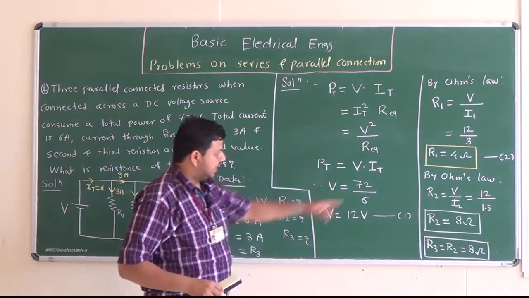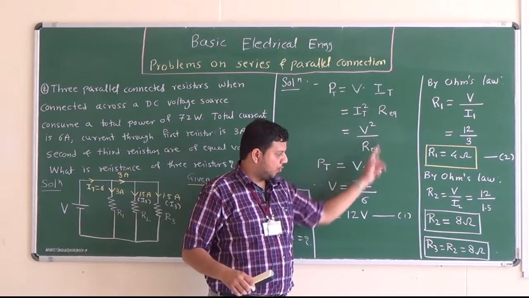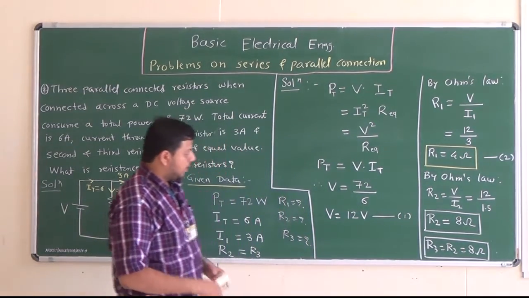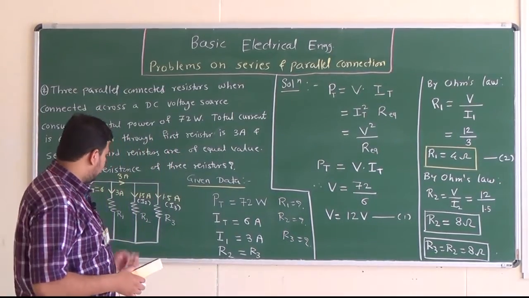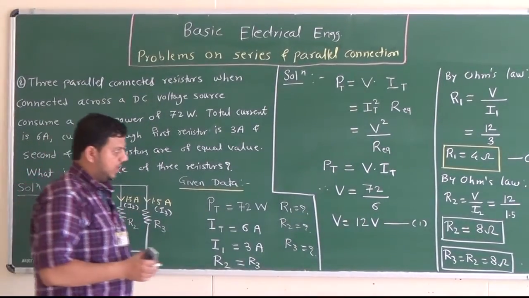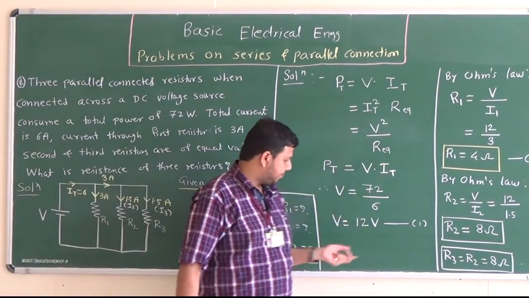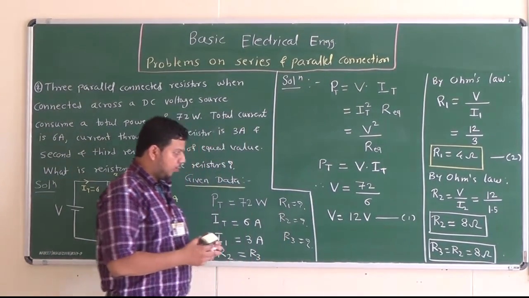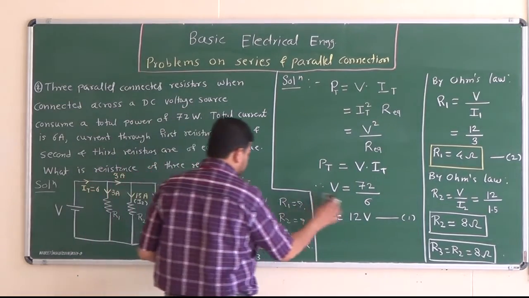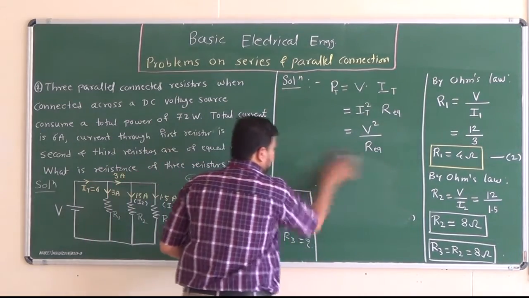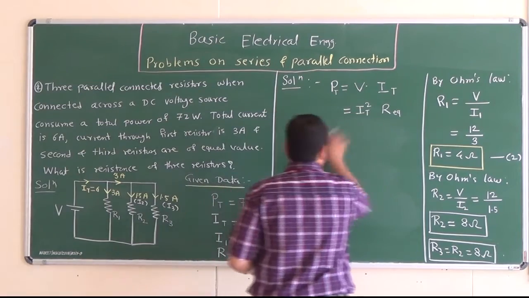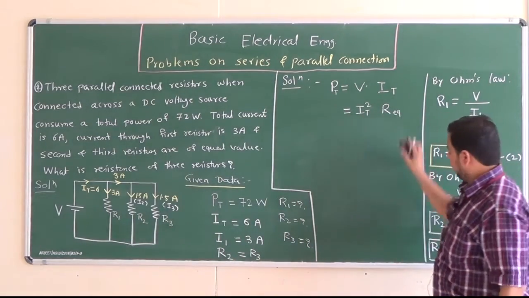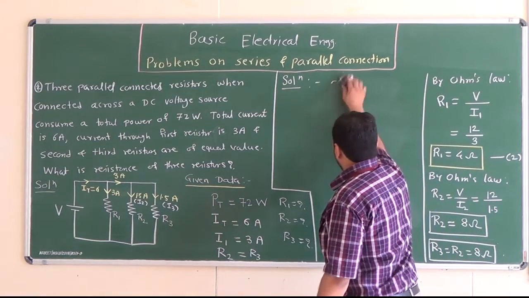Okay. So we can determine R1, it is 4 ohm, R2 it is 8 ohm, and R3 again it will be 8 ohm. Now there is one more way to determine R2 and R3. Once we get R1 as 4 ohm, voltage as 12 volt, there is one more way to determine R2 and R3. So what is that way? We will see. Now we can make use of this equation, power equal to I square into R.